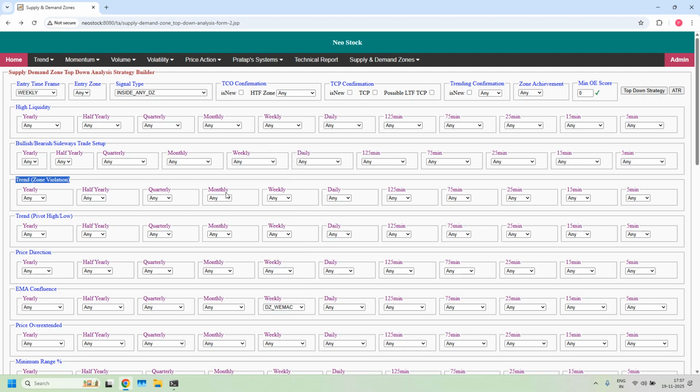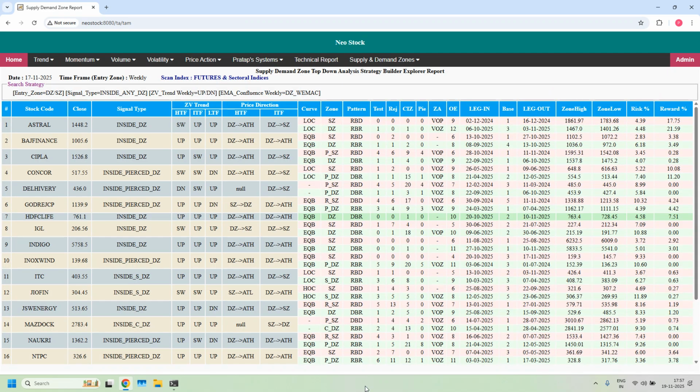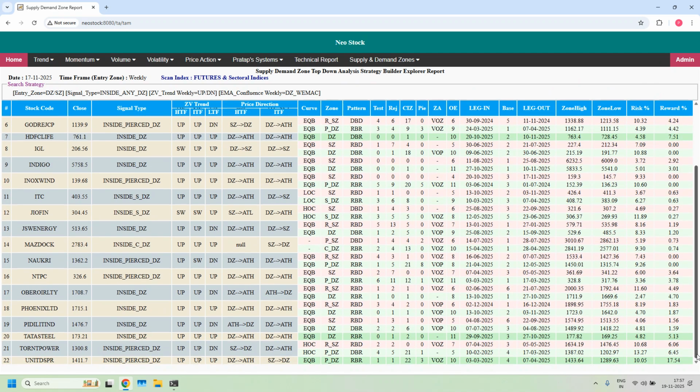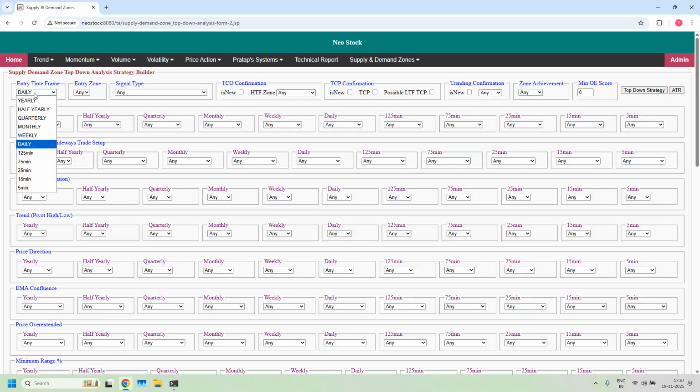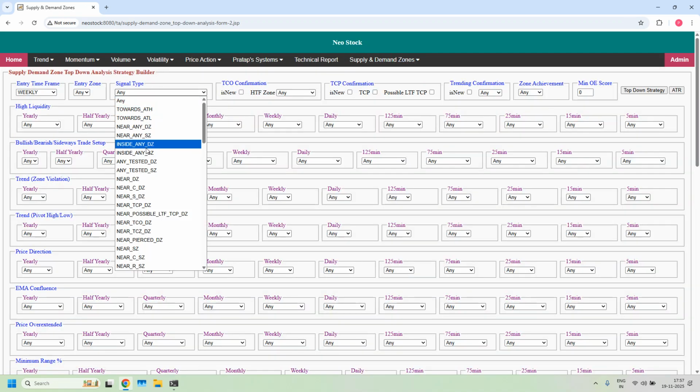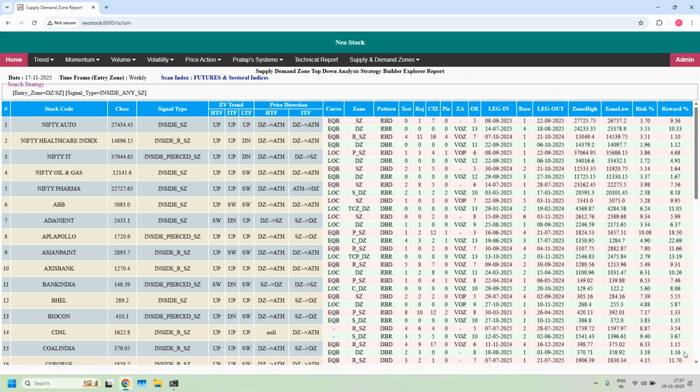And the trend on the weekly should not be sideways. So first 16 stocks in the list. Scrolling the list down. Total we got 22 stocks. Okay, next, price closed inside the weekly supply zones. First 15 stocks in the list. Scrolling the list down.